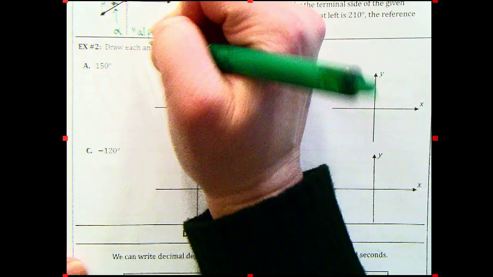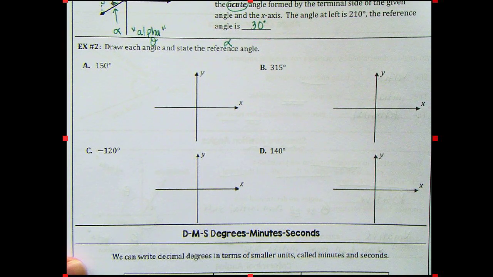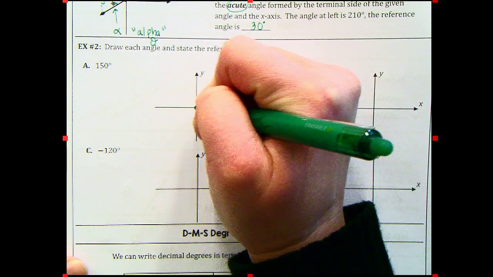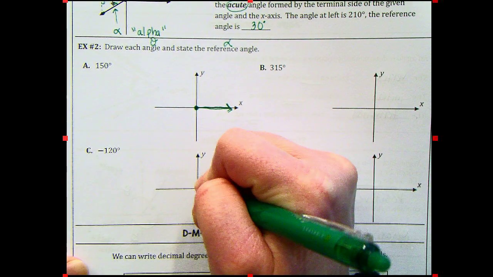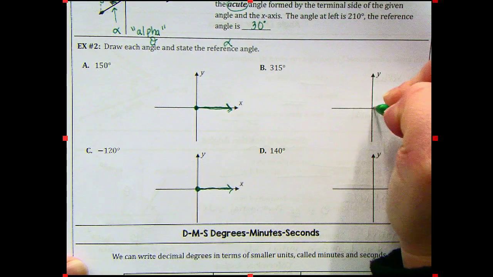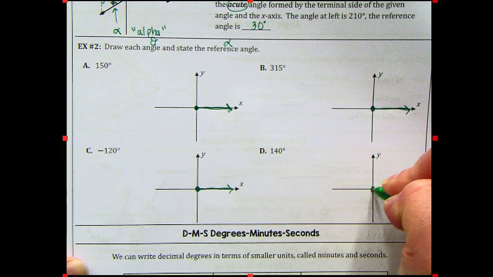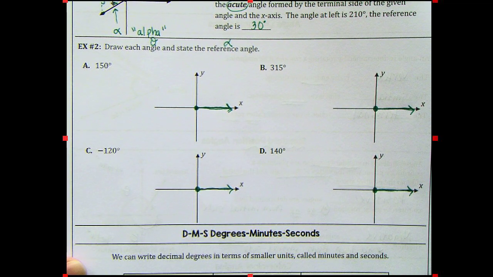We're going to call the angle theta and the reference angle alpha for practice. So if I'm drawing 150 degrees, first off, every single one of these, I could start with my vertex at the origin and my initial side along the positive x-axis. I could set them all up. Like if I had a rubber stamp, I could just stamp it, because every angle we draw is going to look like this to start, every single one. Everybody gets their initial side.